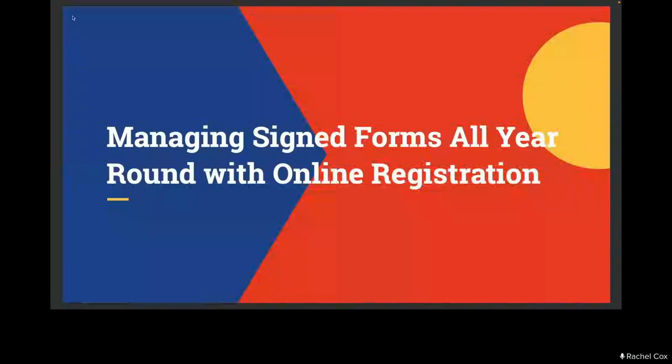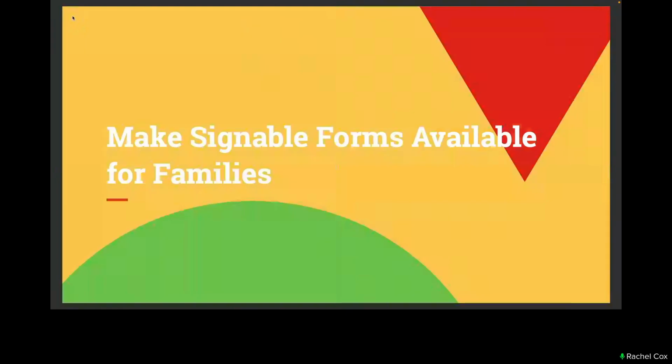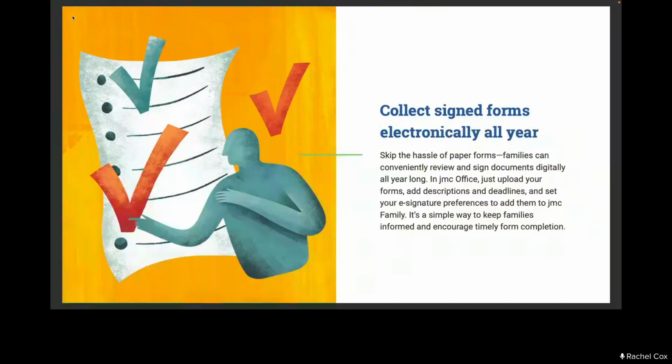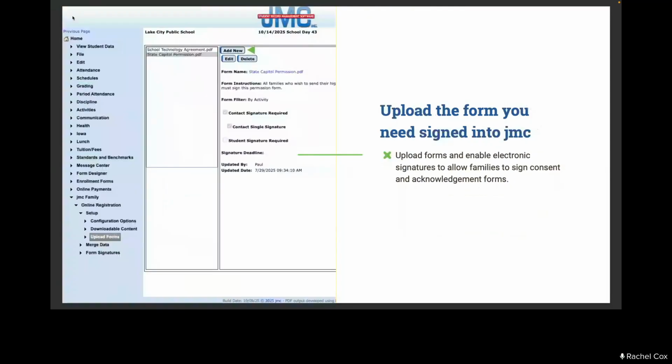All right, then we will move on to talking about managing signed forms all year round with online registration. So the first thing that you want to do is make signable forms available for families. Skip the hassle of paper forms. Families can conveniently review and sign documents digitally all year long. In JMC Office, just upload your forms, add descriptions and deadlines, and set your e-signature preferences to add them to JMC Family. It's a simple way to keep families informed and encourage timely form completion.